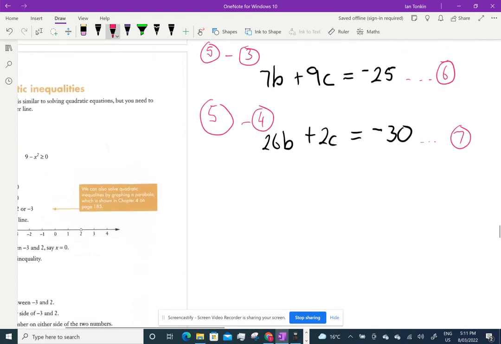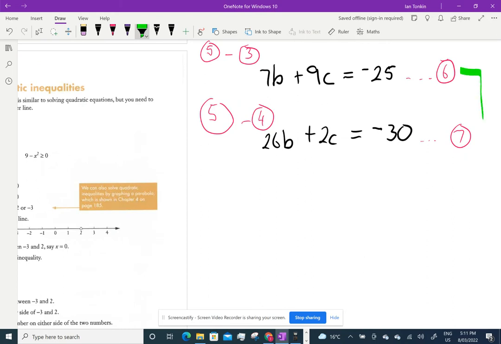And now I have two equations with two variables. I'm just dealing with these two. And again, I know some of you are going to jump in and try and do substitution. Right? You're going to write c is equal to something.